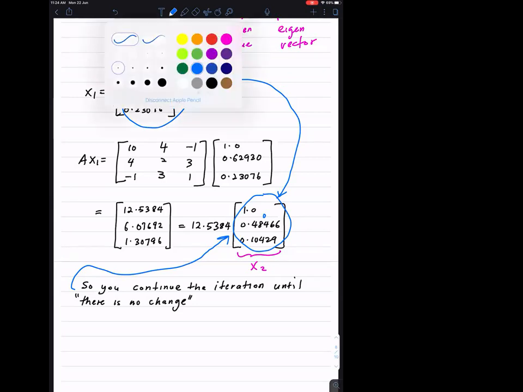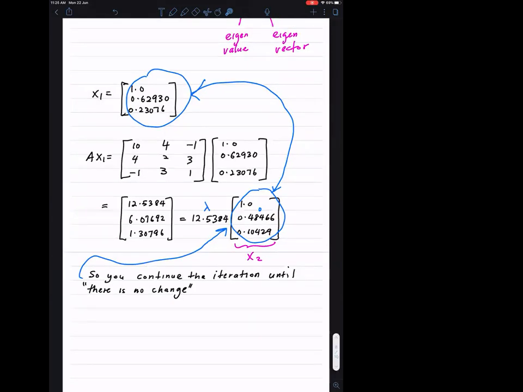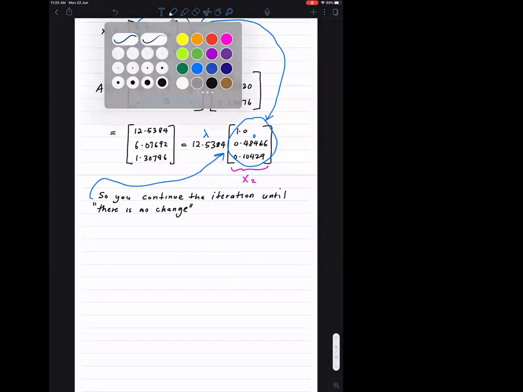So the eigenvector will be this one, this figure here. But you look at the eigenvector, eigenvalue is this figure. Sorry, this is the eigenvalue and this is the eigenvector. So you continue the iteration. Next, you go ahead and find, any question?